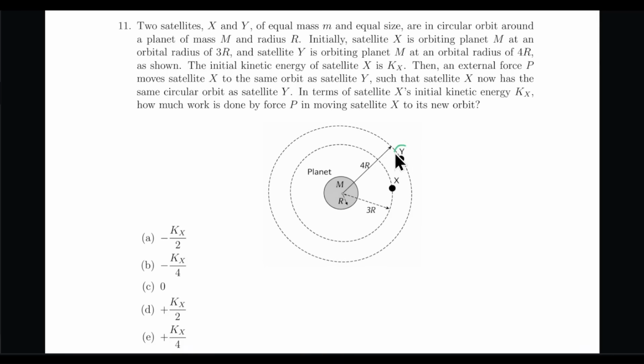So I need to find the total mechanical energy here and here, and subtract. The only catch is that it should be in terms of kinetic energy. So that's where the relationship between the energies comes into the picture. Remember that the kinetic energy is always equal and opposite in sign to the mechanical energy.